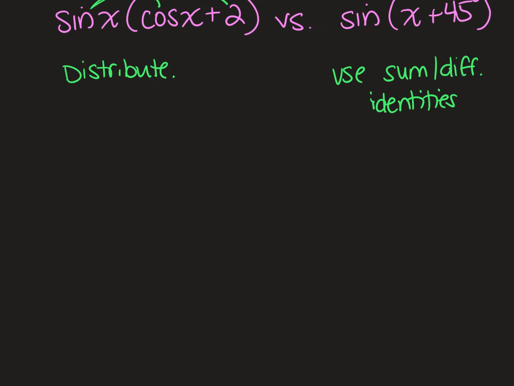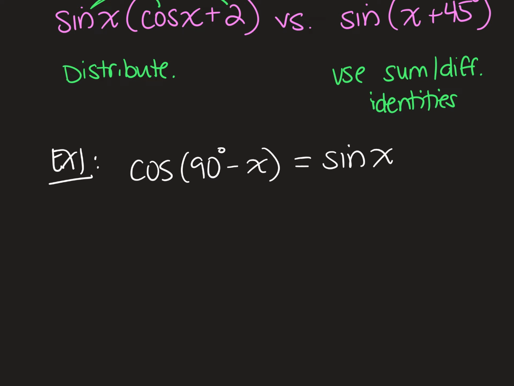So let's say I have, let me get my example up here, the cosine of 90 minus x. And I want to show that that is equal to the sine of x. I am so sorry. I keep forgetting to put this back up there. Okay, cosine of 90 minus x equals the sine of x.